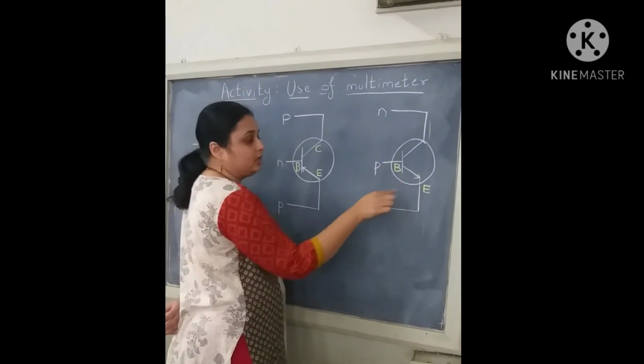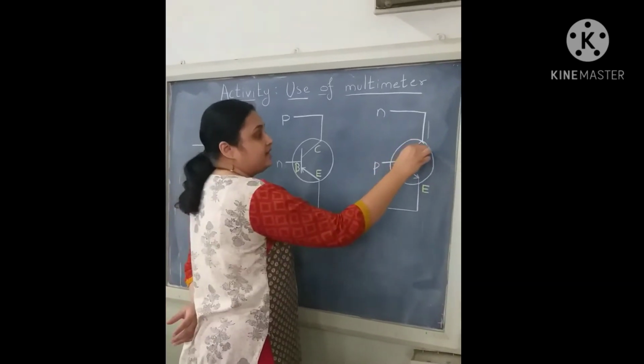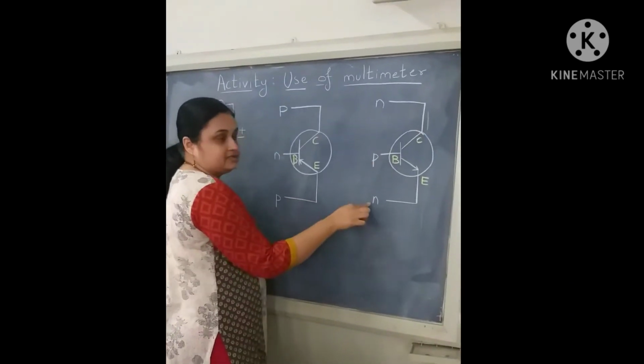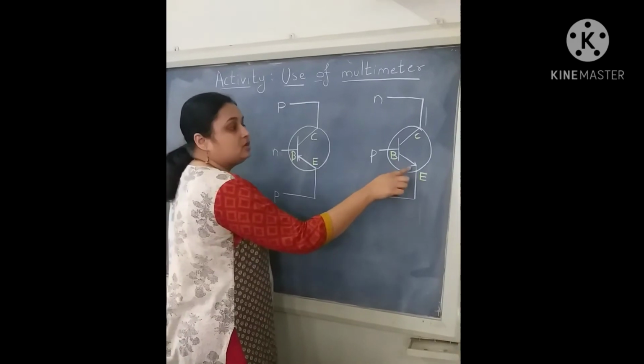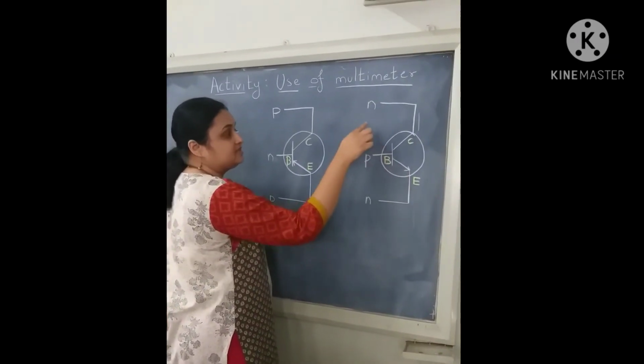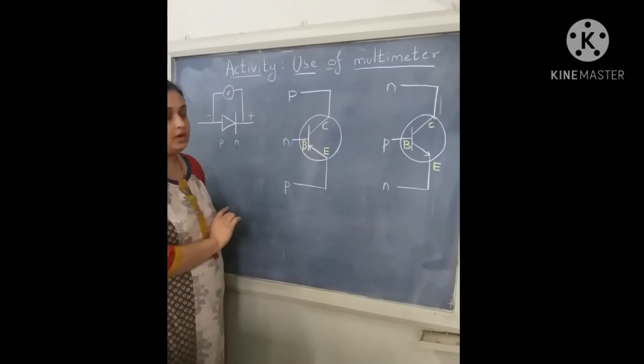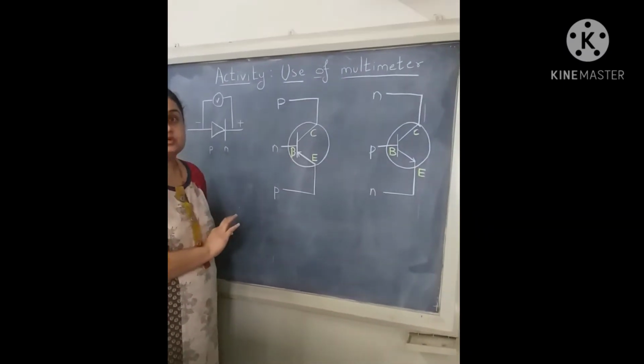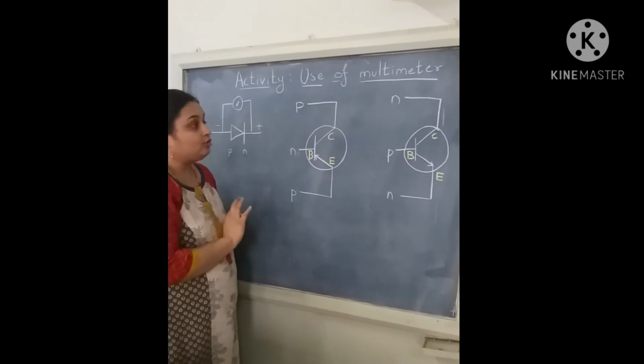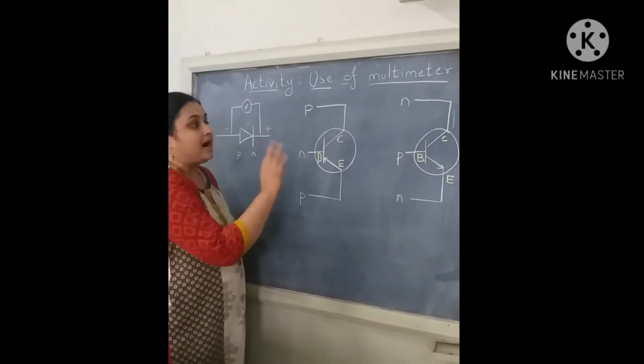It is going outward, so it is N. This is the collector, NPN transistor. Okay? Arrow is always shown on the emitter. So this is an NPN transistor and this is a PNP transistor. Now we are going to use the multimeter to find out which part is which.